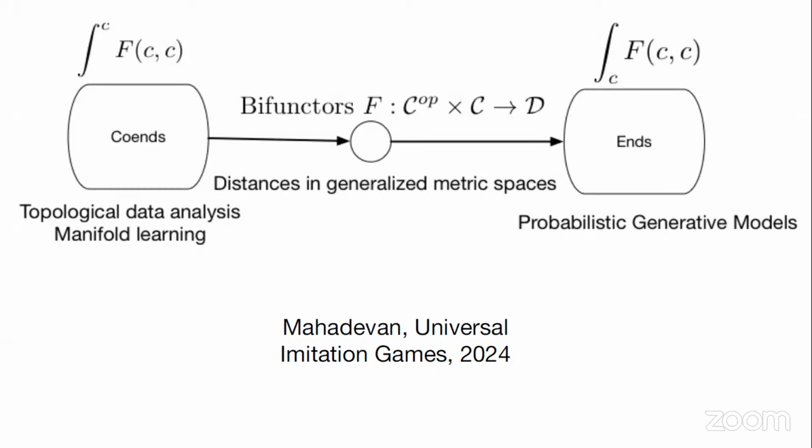And you can show, for example, distance functions, generalized metric spaces, follow this sort of structure. So when you take that functor, you quote unquote integrate it over all the objects in the category, and I'll explain later what that means. If you compute the end integral, you end up with probabilistic generative models. If you compute the coend integral, you end up with topological data analysis, manifold learning, and so on.